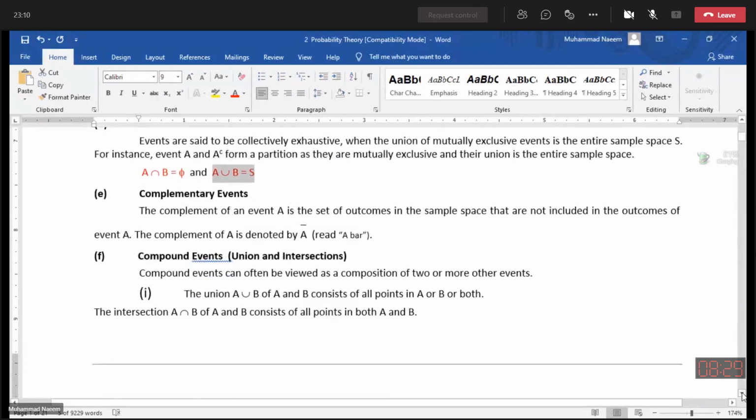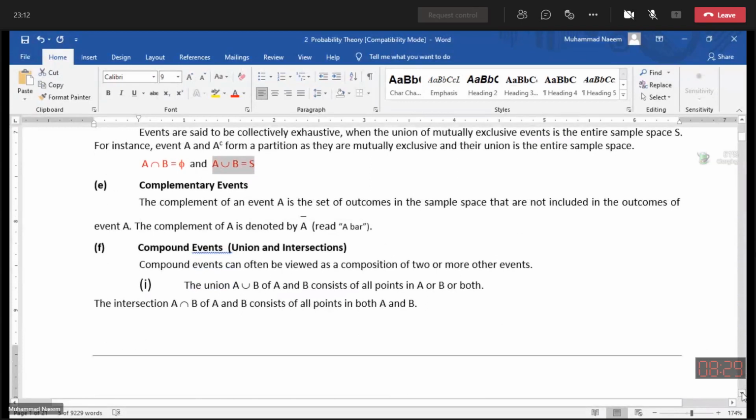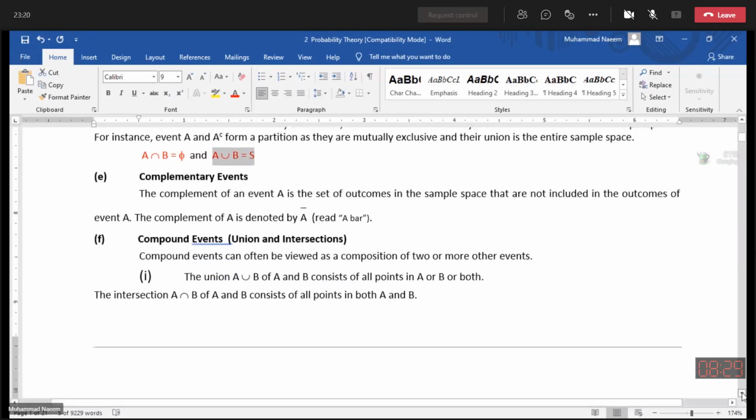Complementary events: if one event is the complement of the other, they are called complementary. So when we combine these events with union or intersection, they become compound events.